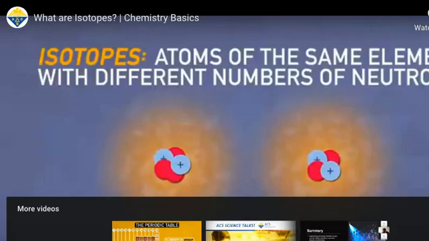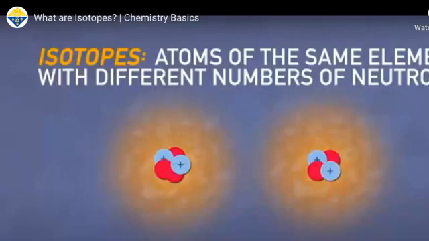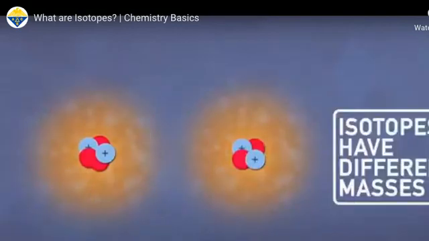So making sure we know isotopes are atoms of the same element, like carbon, for example, with different numbers of neutrons, right? So they have the same amount of protons because they're the same element, but they have different numbers of neutrons. So our example here, the red dots are neutrons. There's 3 neutrons in this isotope and 2 in this one, and they both have 2 positive protons. The differing numbers of neutrons give isotopes different masses.